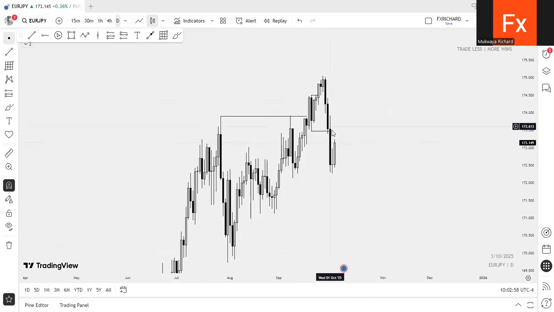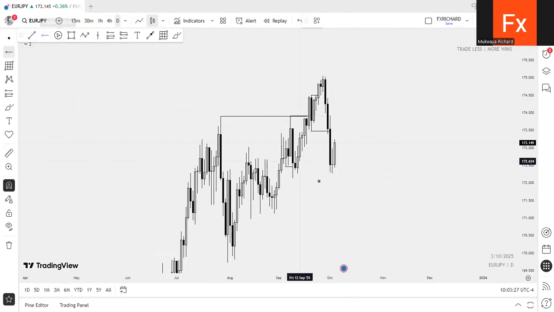Why did the market drop from here? Why did they break from here? Other traders will say that the market has changed character, so the trend is bearish. But when you try to see why the market is dropping, it's because they swept out liquidity from this area and they broke structure to the upside from this high.